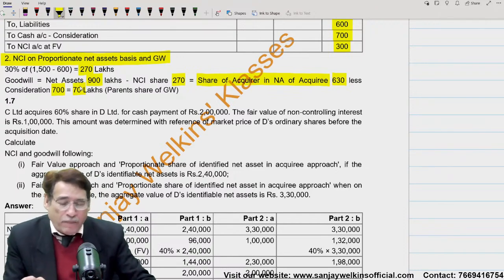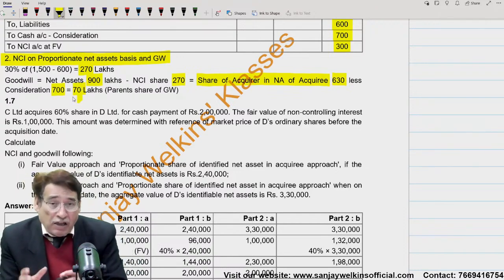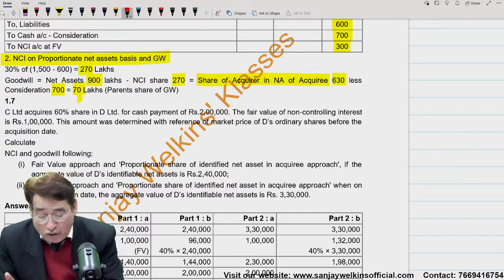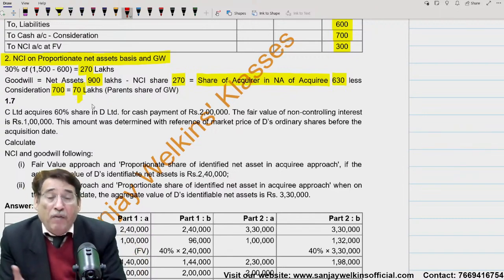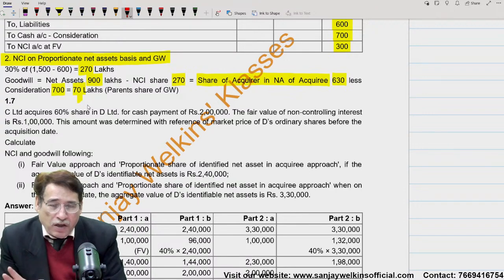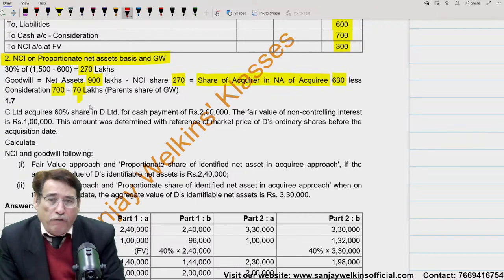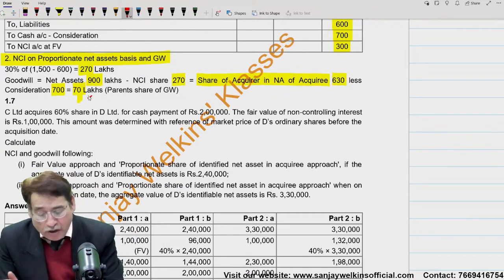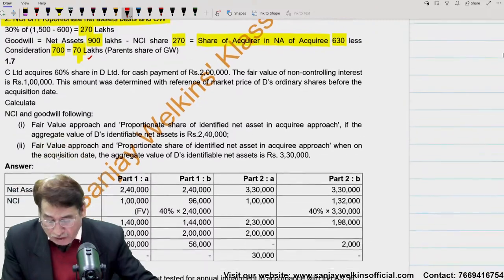Now quickly tell me, this goodwill that I am going to reflect in the consolidated financial statement, by what name is it known? Of course, I will write goodwill, but what else is it known as? I told you earlier, this 70 lakh which will appear in the consolidated financial statement, what will you call it? Will you call it full value of the goodwill or partial value of the goodwill? It will be partial value of the goodwill, correct? Just for your knowledge.